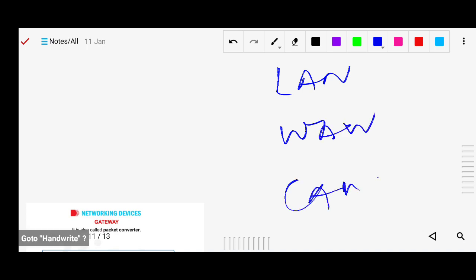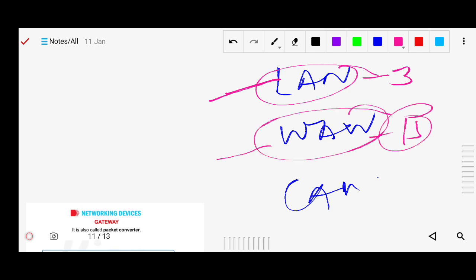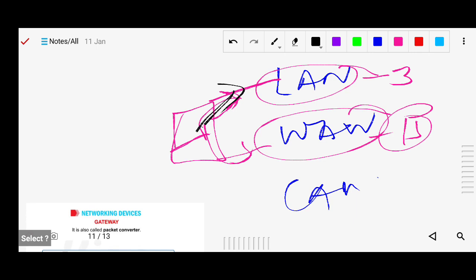So two different networks like this one. Some computers are in the LAN, like in the LAN there are 3 computers. In the WAN suppose 15 computers are there, and they all want to communicate. They all have to be connected and make one network. We want to make a network of 3 LANs and 15 WAN. So to connect these two different networks we have to use routers.